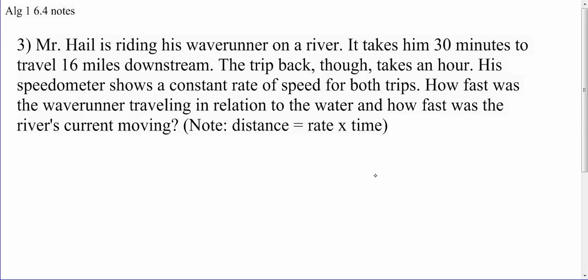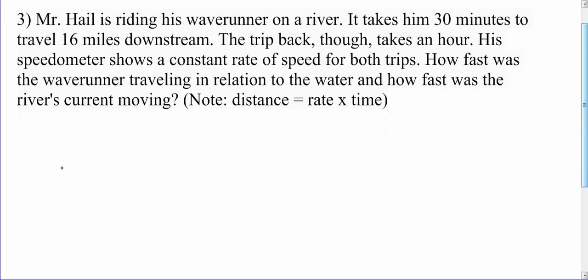All right. In the middle of winter, this is not the problem I like reading, but Mr. Hale is riding his wave runner on a river. It takes 30 minutes to travel 16 miles downstream. The trip back, when I'm going against the current, takes a little bit longer. But my speedometer shows a constant rate of speed for both trips. How fast was the wave runner traveling in relation to the water? And how fast was the river's current moving?